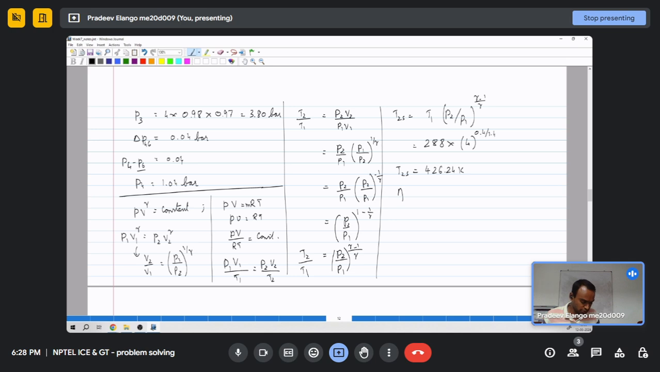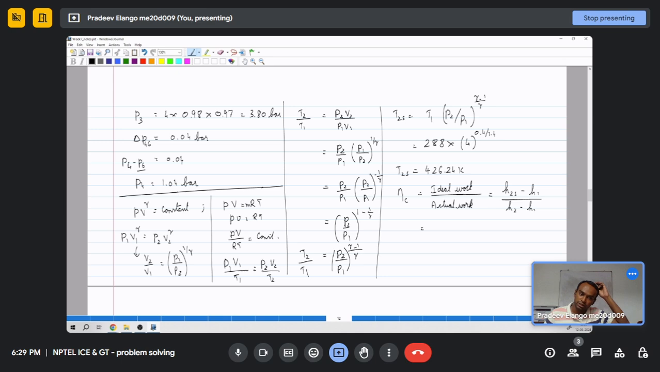So isentropic efficiency of the compressor is ideal work by actual work. For a compressor, the actual work is higher, so that goes into the denominator. Ideal work would be H2S minus H1, but in actual we have spent H2 minus H1.